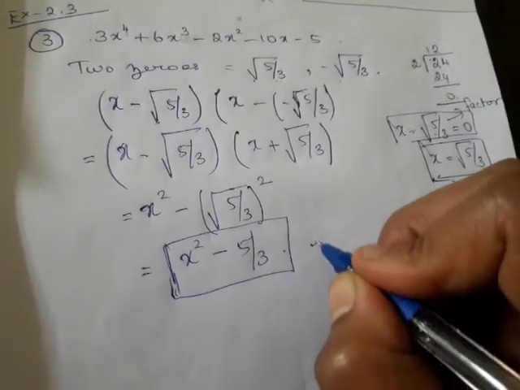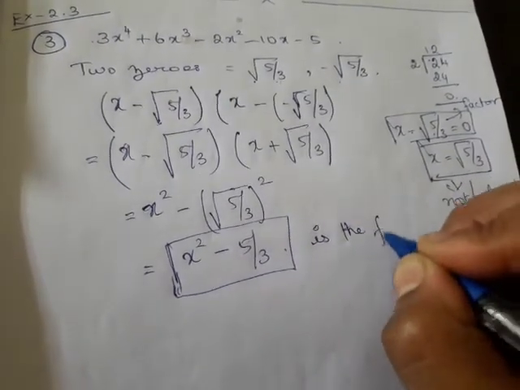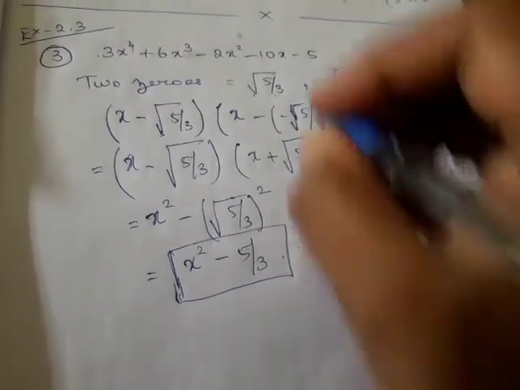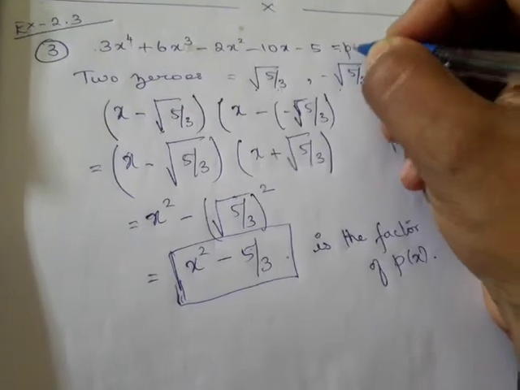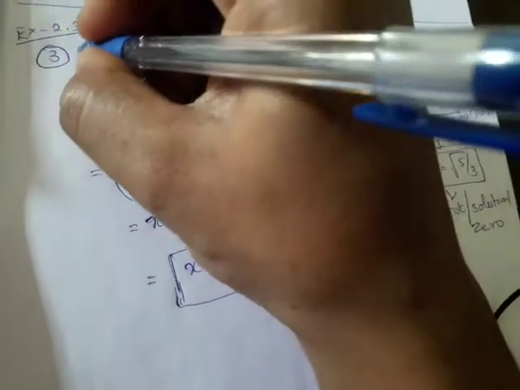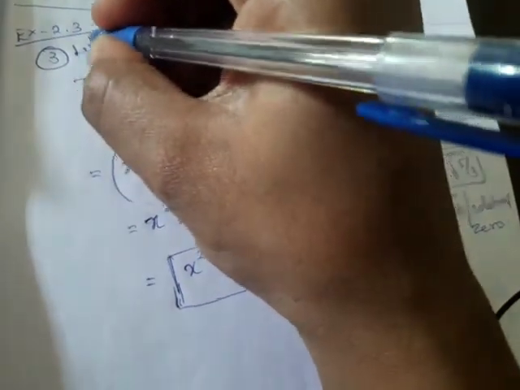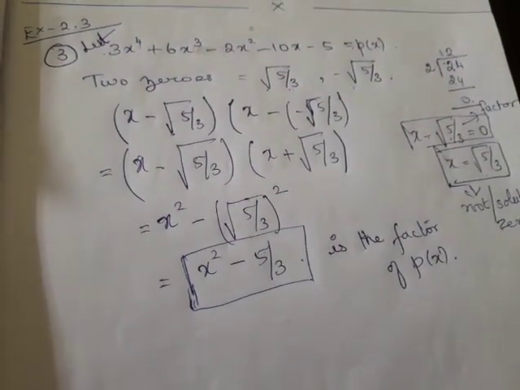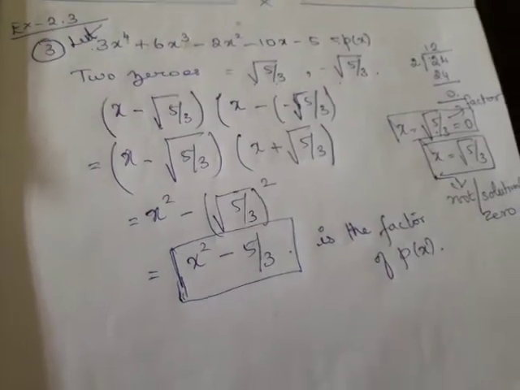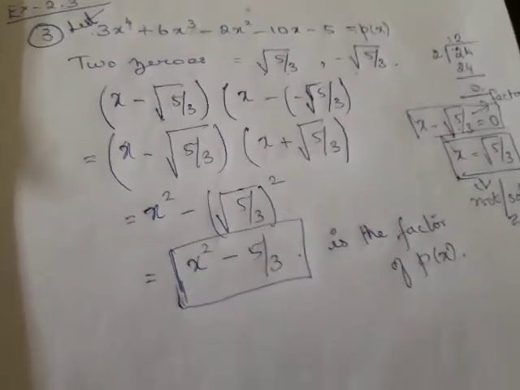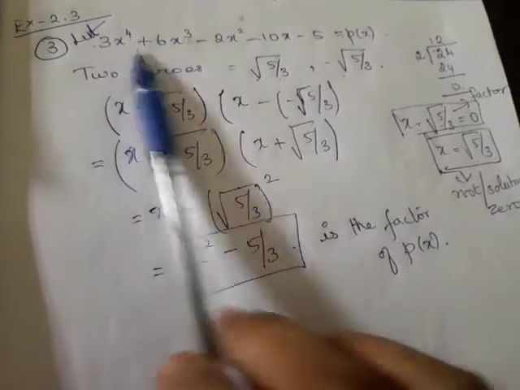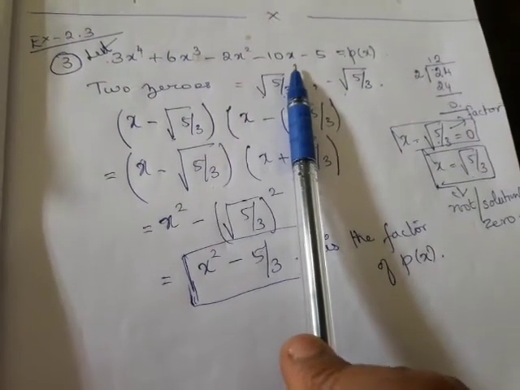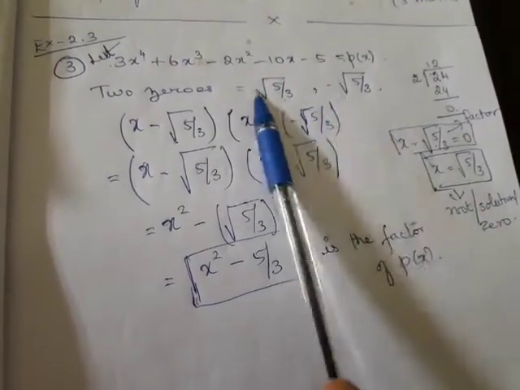Now, x square minus 5 by 3 is the factor of p of x. Which is p of x? I am going to take the given polynomial as p of x. I repeat the procedure what we did so long. In the question, they have given you 4th degree polynomial. They asked you to obtain all the zeros of the polynomial, but they have listed you only 2 zeros.